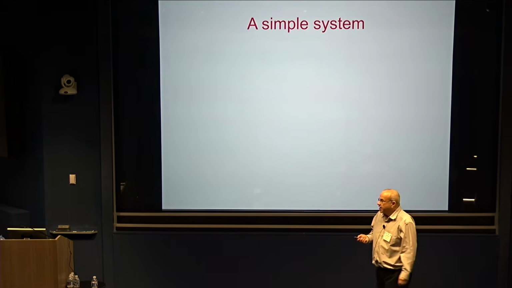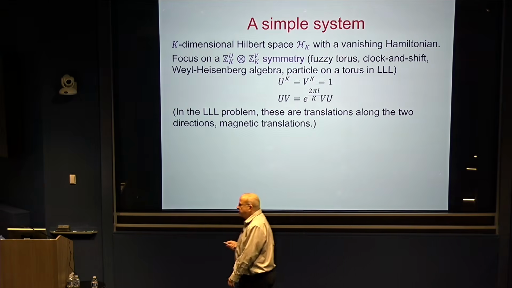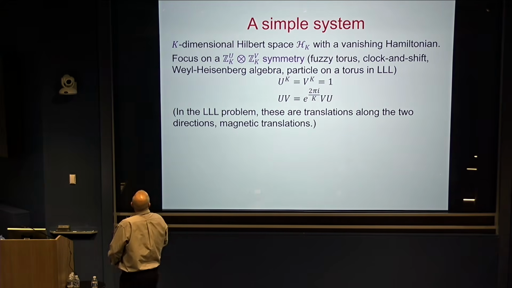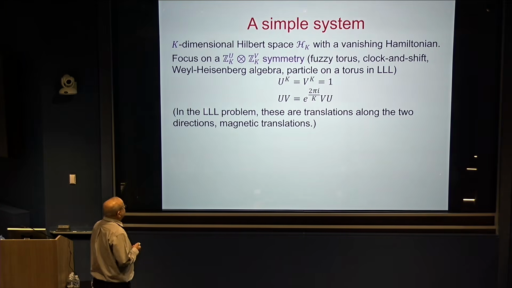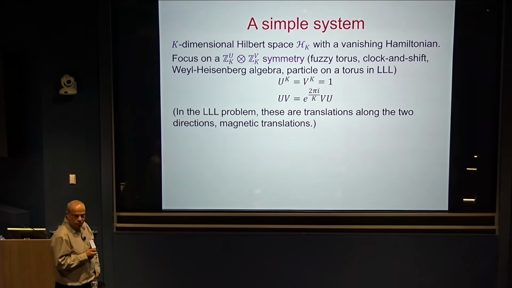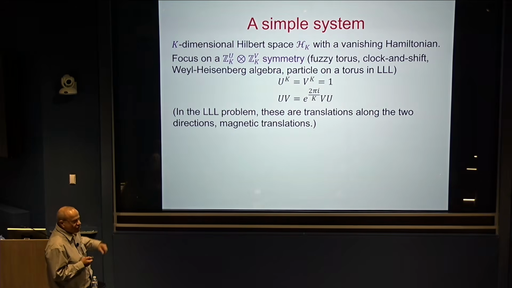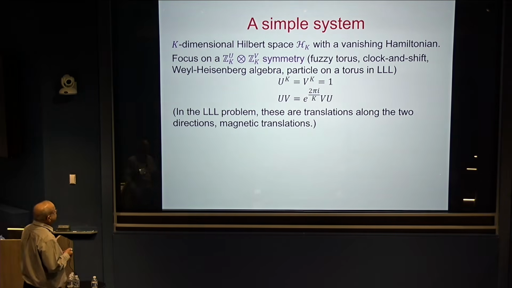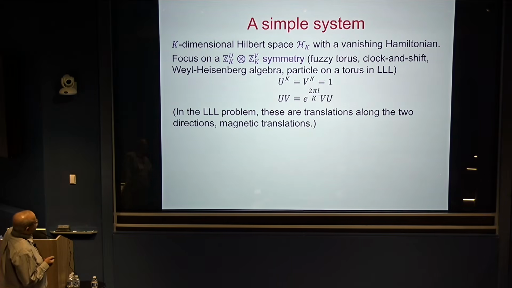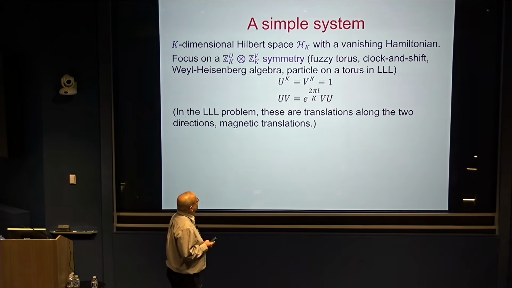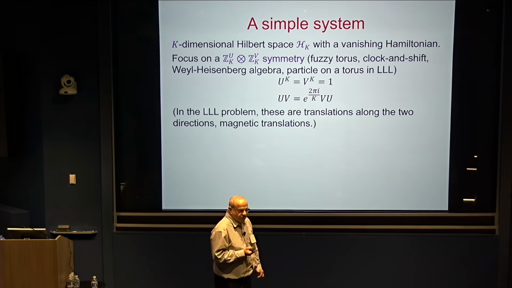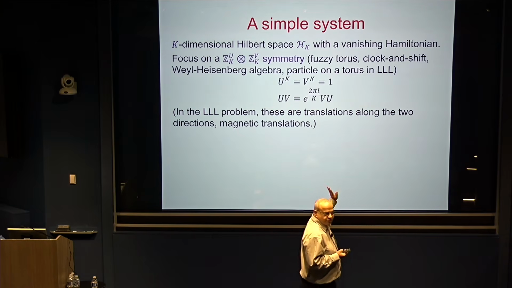So what's this quantum mechanical system? It's a finite dimensional Hilbert space, a k-dimensional Hilbert space, with vanishing Hamiltonian. It doesn't get much simpler than that. And if you want, you can even set k equals 2, but then most of the structure I will have cannot be seen. And it comes in the literature under various names. It's called the fuzzy torus, clock and shift, Weyl-Heisenberg algebra, particle on the torus in the lowest Landau level, and there are a dozen other terms for the same system.